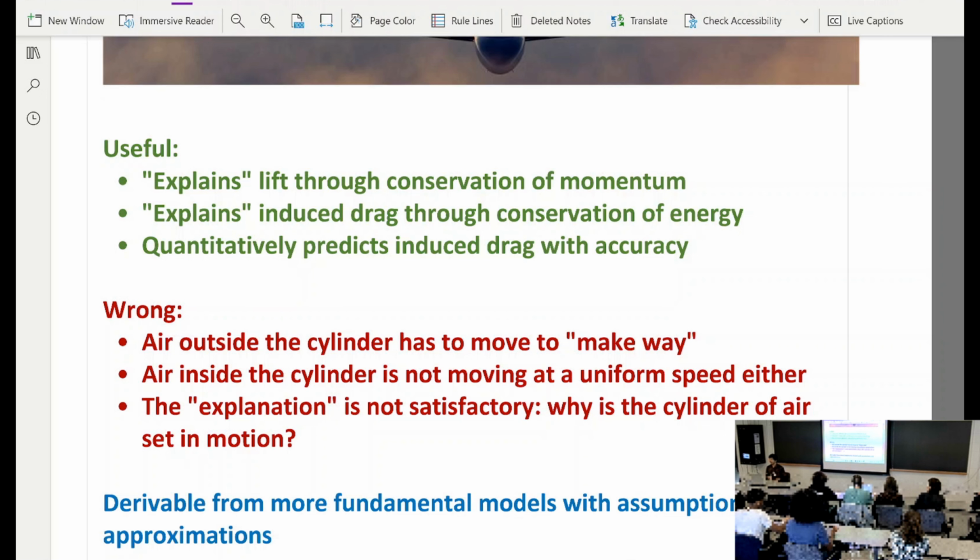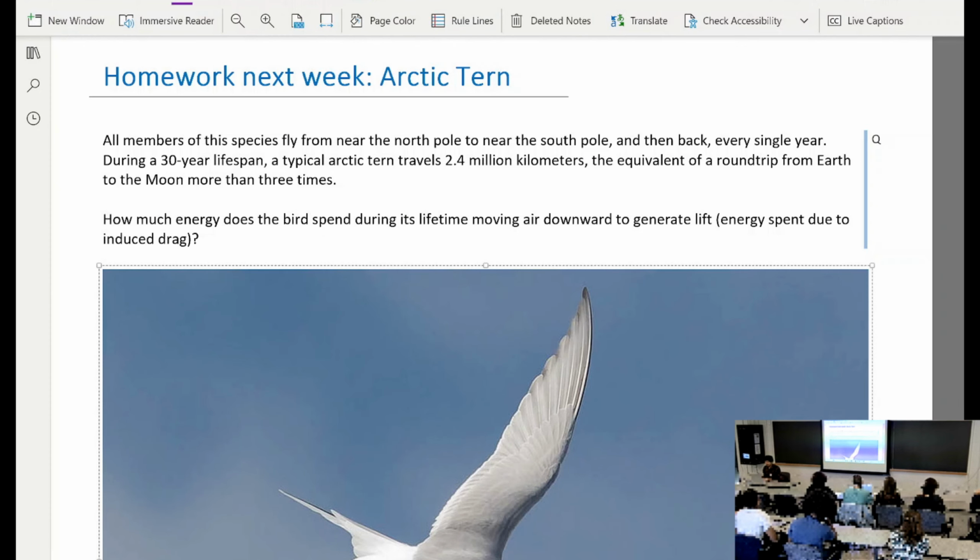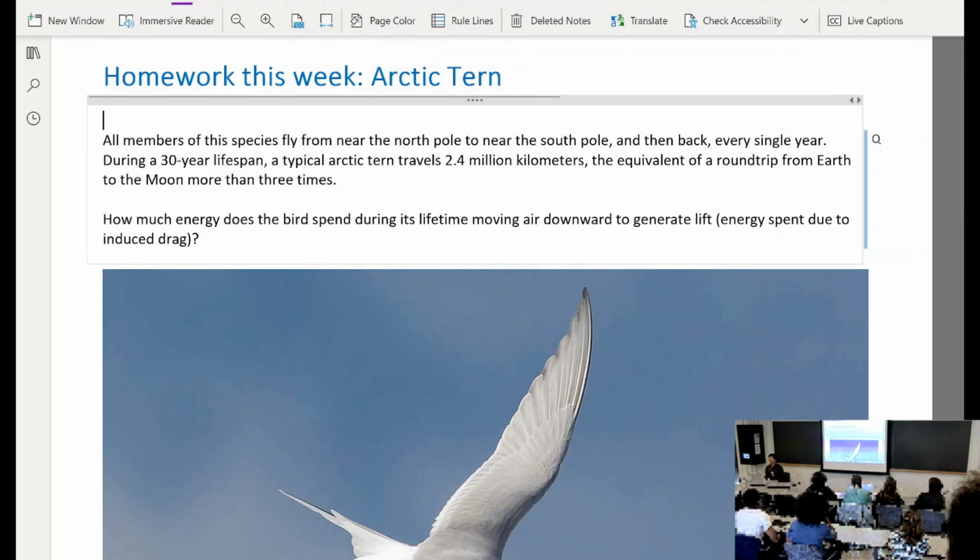The lifting line theory tells you that the flow behind the airplane has some vortical structure, but still it doesn't really explain how the vortical structure is set into motion. So that we're going to wait till further on, when we look closer at airfoils, to be able to explain that. Okay. But the homework this week is going to be exercising this cylindrical theory.